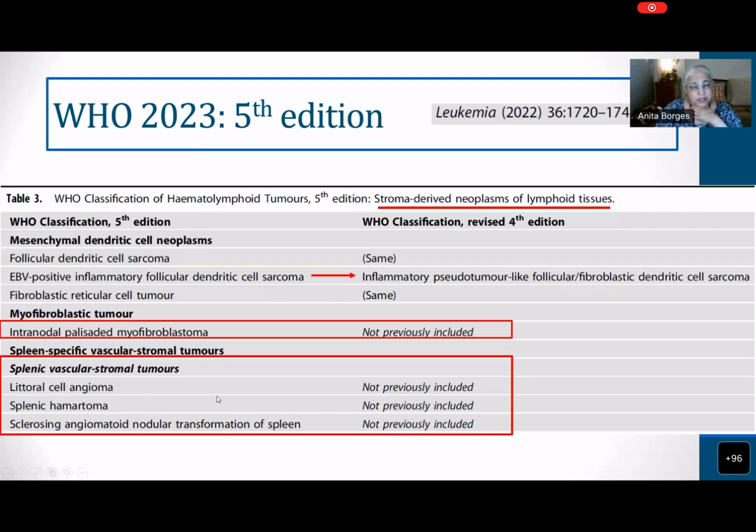So littoral cell angioma, I can't say that I have really seen a case except in some slide seminar or something. Splenic hamartoma, yeah, that one does come across occasionally. But yes, SANT, this is what is called SANT, sclerosing angiomatoid nodular transformation of the spleen. If you happen to be in a high throughput lab or you're doing second opinion work, yes, you do come across these, and sometimes you will see it even in your everyday practice.